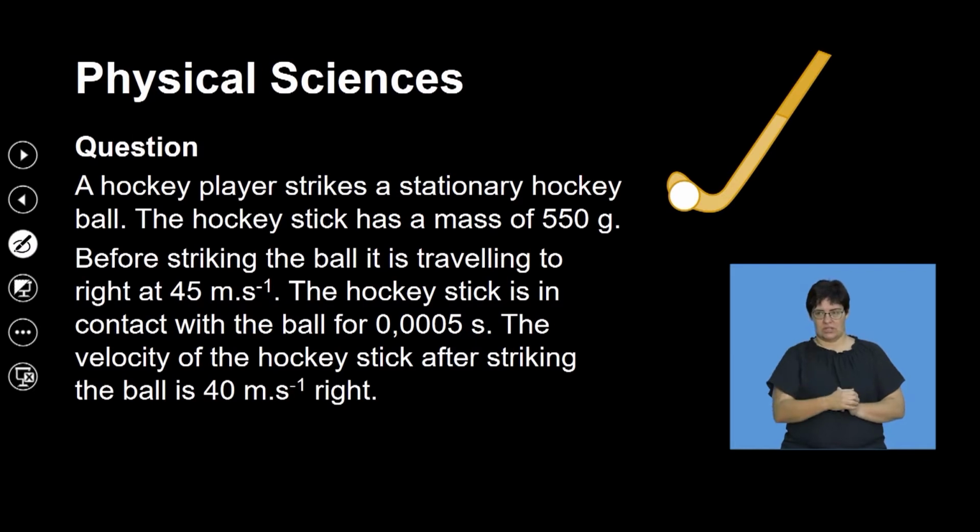So we have a hockey player who strikes a stationary hockey ball. Stationary means, and I'm hoping you're all screaming at the TV for me, initial velocity is 0. Okay? The hockey stick has a mass of 550 grams. That's an average hockey stick.